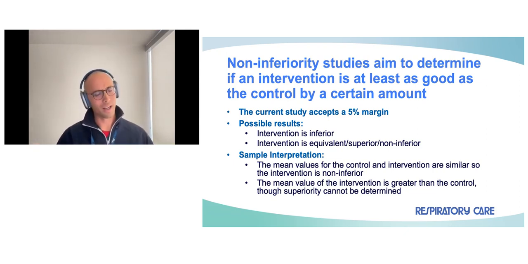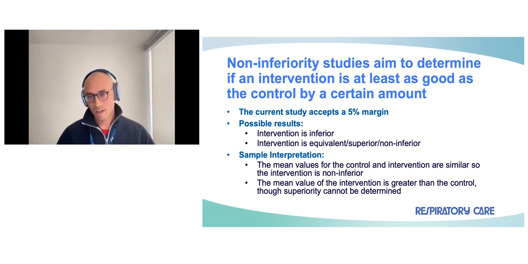worse than the control. They accepted a 5% margin, where if the intervention was not greater than 5% worse than the control, then the non-inferiority would be demonstrated.